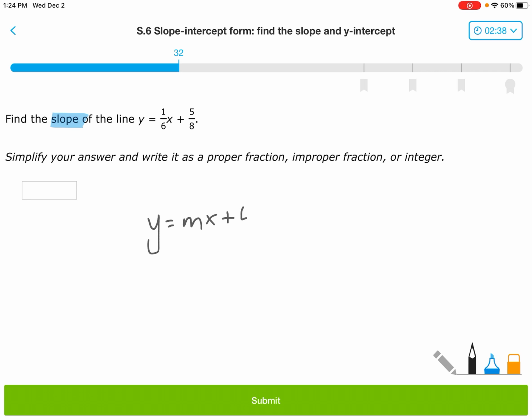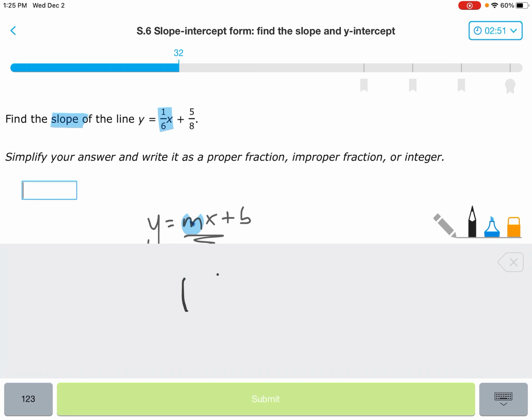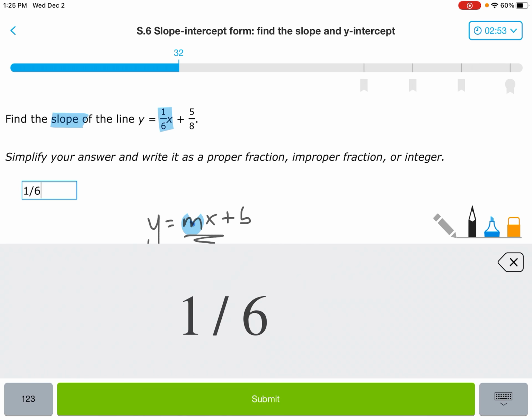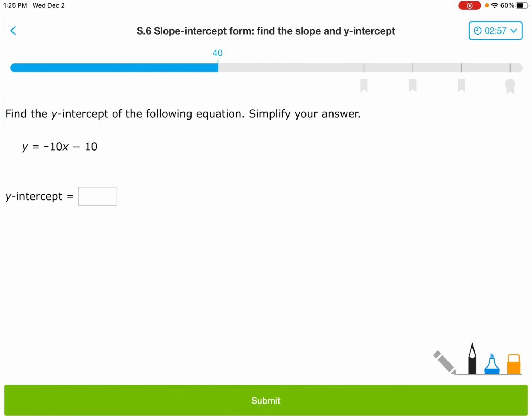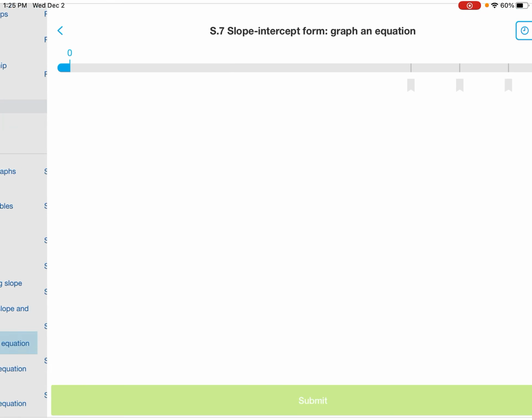Y equals mx plus b. The slope is my m value. So you can see how it's connected to the x. So that's always my slope that's connected to the x here. So it is 1/6. All right, so that's a little taste of S6. Let's go back now and let's try S7.